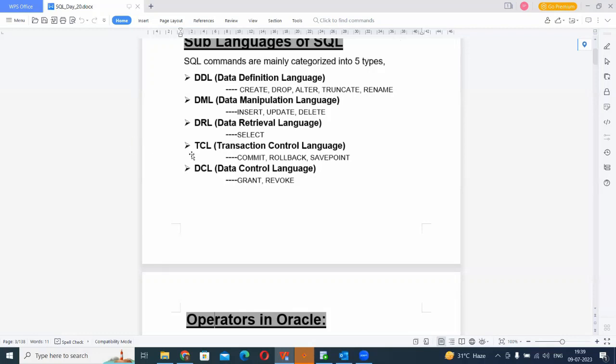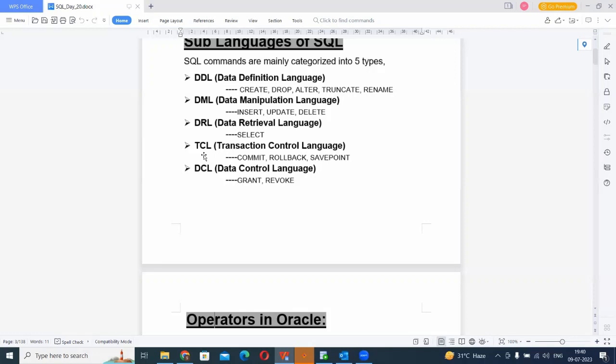And the next sublanguage we have is DRL. We ETL testers do not deal with DDL or DML. We'll be dealing only with DRL. So what is DRL? DRL simply stands for Data Retrieval Language. In Data Retrieval Language, we'll be writing our query starting with the select keyword. Whatever query we write with a select keyword falls into DRL.